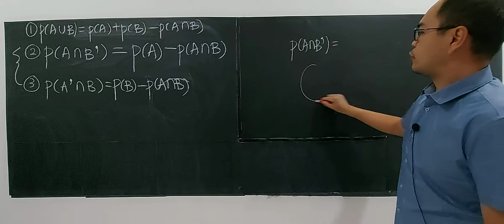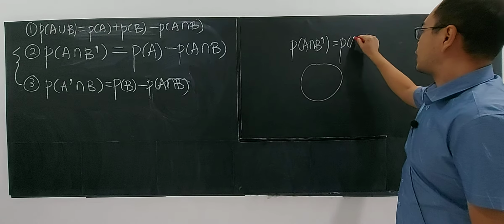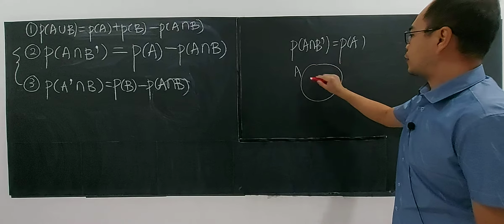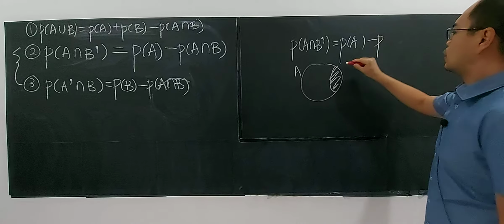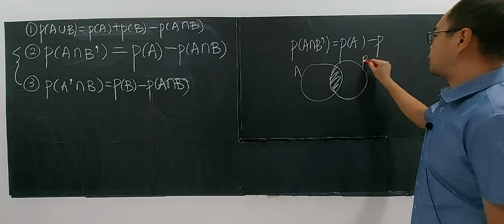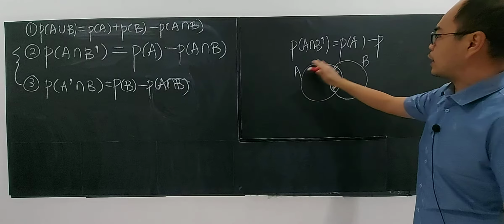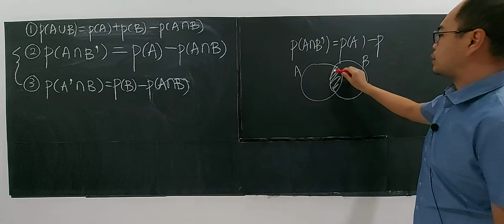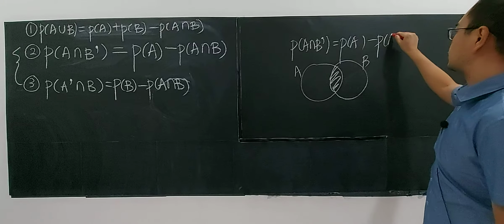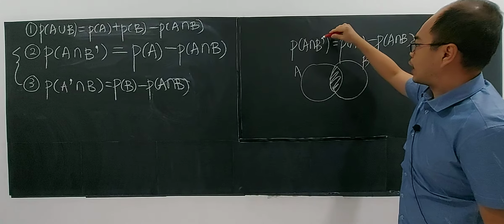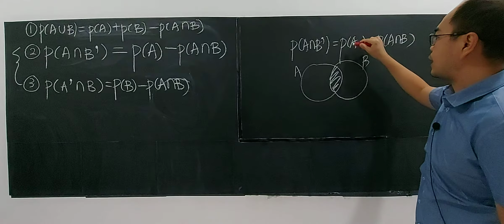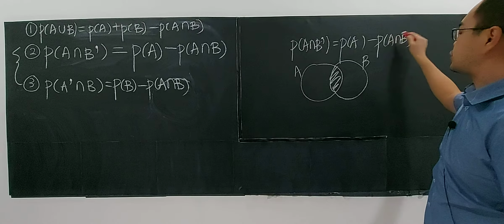So it means that if you have event A, I don't want to share with B. This part is the one that I share with B. So that's the overlapping, A and B. I don't want the part I share with B. I want the A that is not shared with B. It is this region. That's why I minus A intersecting B. It means I want A, I don't want B. That's why I write P(A) in front here, minus away the A that shares with B.